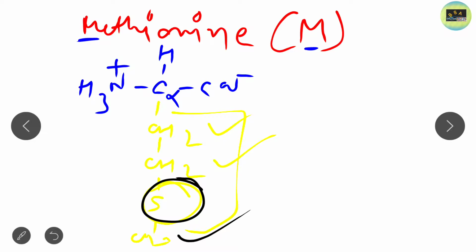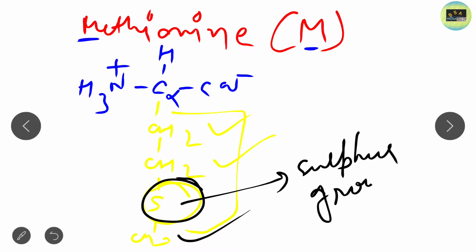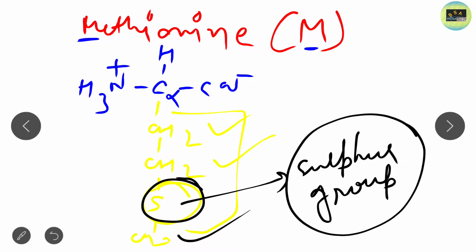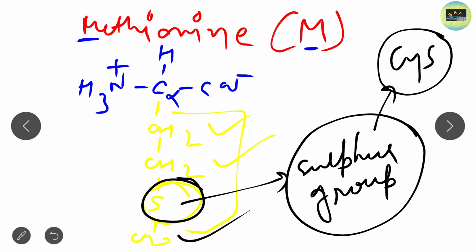Now what is important about methionine? The important thing about methionine is that methionine is a sulfur containing amino acid. As you can see here, in the side chain a sulfur group is present. So methionine is one of the sulfur containing amino acids. Can you name the other sulfur containing amino acid? Yes, the other sulfur containing amino acid is cysteine. We will look at the structure of cysteine later on. This is the important point about methionine.